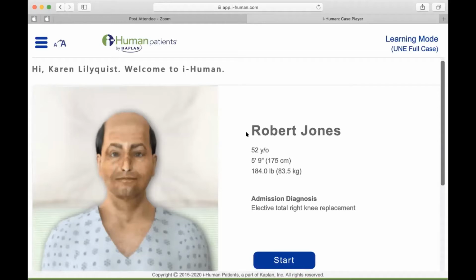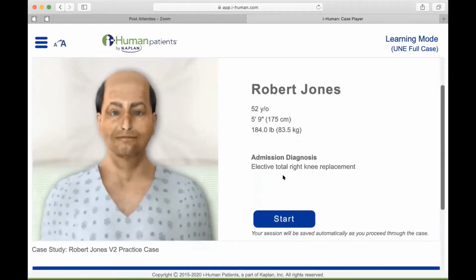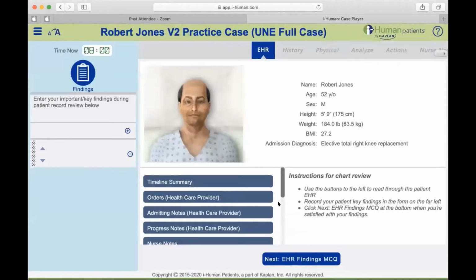And so here we're working on Robert Jones. He's 52. We have both his height and his weight. And the reason that he's here is for an elective total right knee replacement. Notice again that the session is saved automatically as you proceed. Let's begin. This is our landing page. And notice over here to the right, here's that question mark, the help button that Anne was speaking of. So it's readily available.